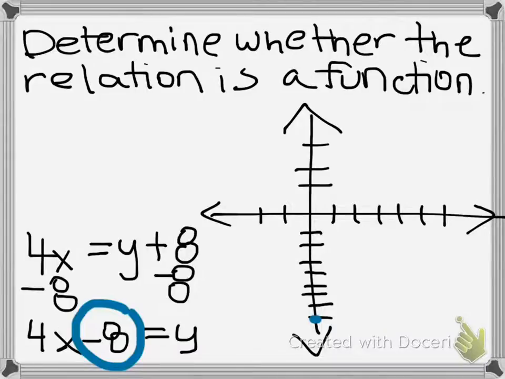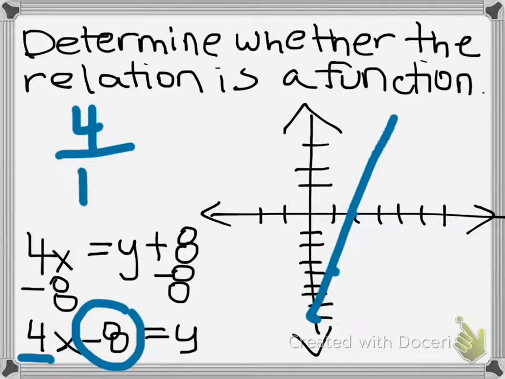Then I continue with my slope, which is 4. This tells me to go up 4 and to the right 1, because I think of slope as rise over run. So 4 is my rise, 1 is my run. So I go up 4 from the negative 8, 1, 2, 3, 4, and over to the right 1. And I continue, 1, 2, 3, 4, over to the right 1. And if I make a line, I have my diagonal line here.